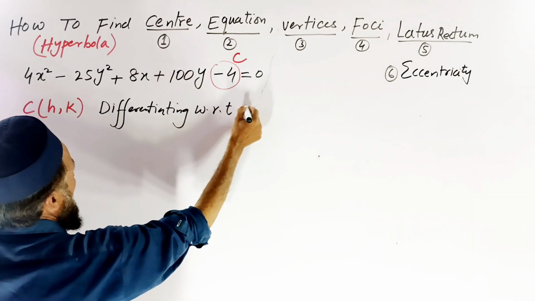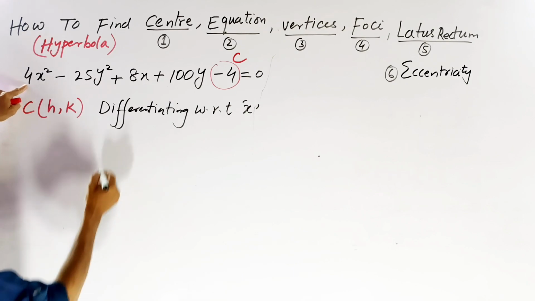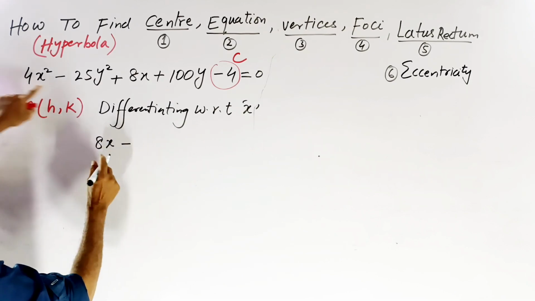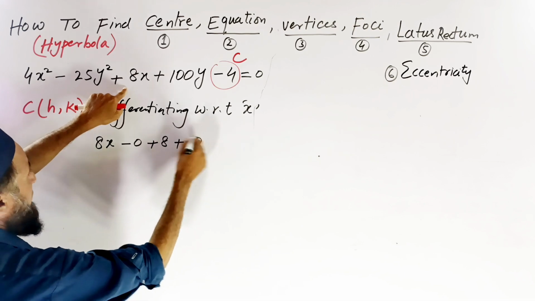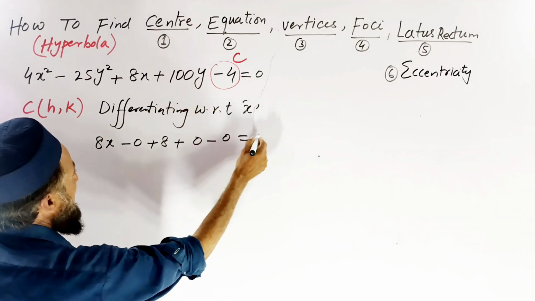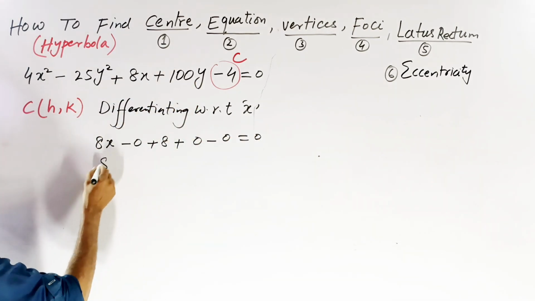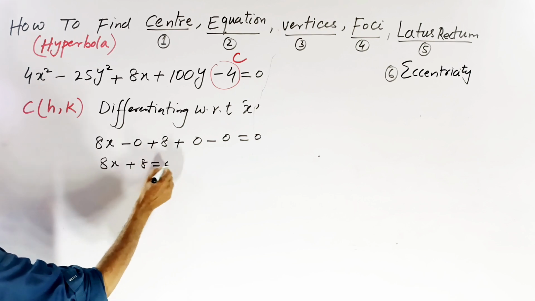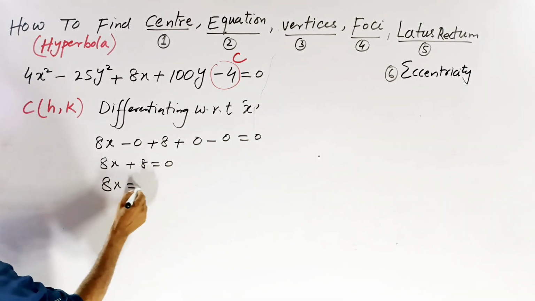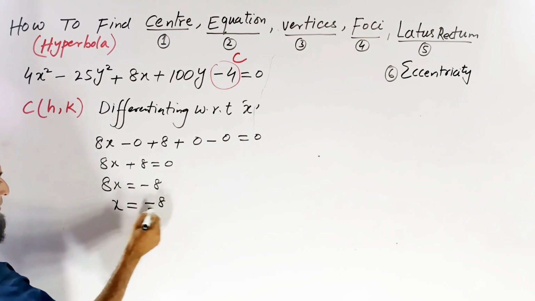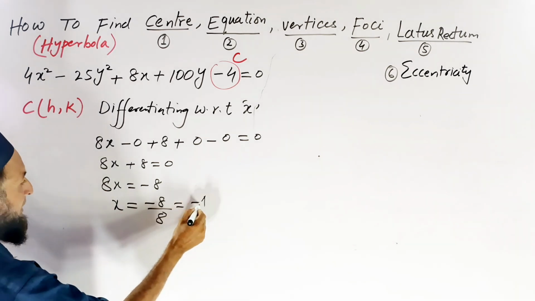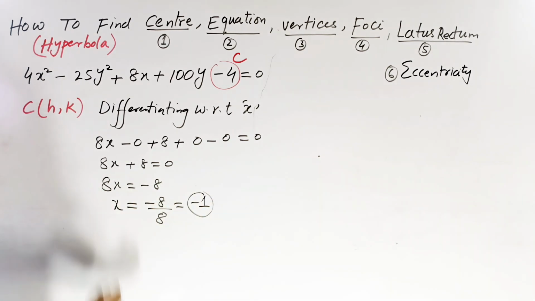Now differentiating with respect to x, here we get 8x, plus 8, and the remaining terms are 0, equal to 0. So we get 8x plus 8 is equal to 0. 8x is equal to minus 8, and dividing both sides by 8, the result is minus 1. So one value we get here: the value of x.